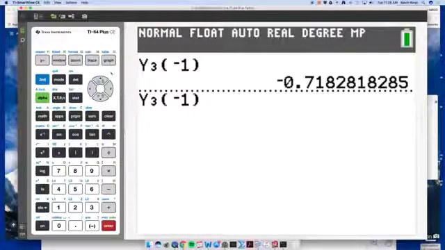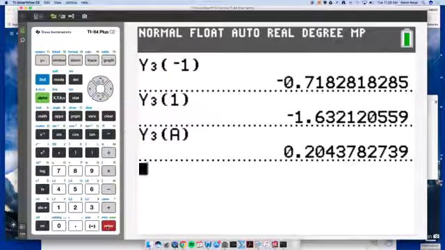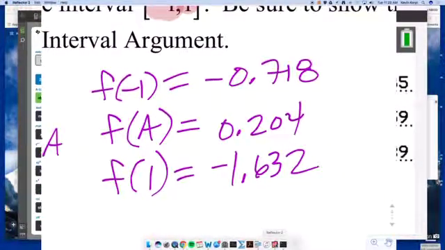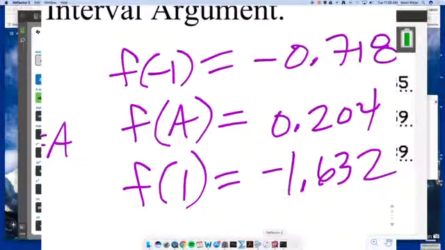Now you can recall and scroll back and over the -1. You don't have to find them in any order. Let's just find it at 1. I'll delete the negative and I get negative 1.632. And then recall it, second enter, and come back and change 1 to alpha A. Right there. And you get 0.204. So once you've written all of those down, and notice in my analysis, I actually put f of A. Because I called it A right here, I can refer to it as A here, and that's another reminder to yourself to use the actual value that you stored.